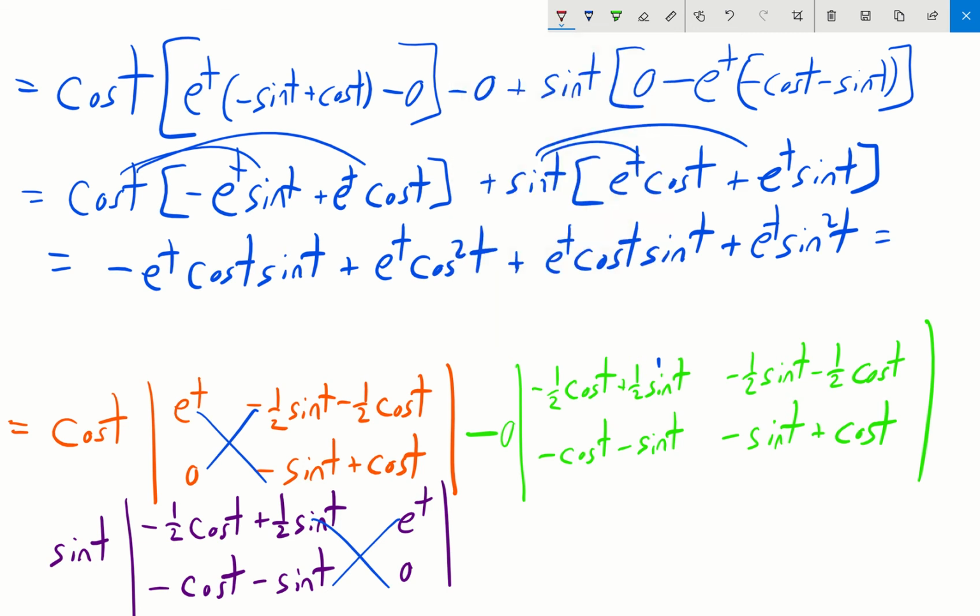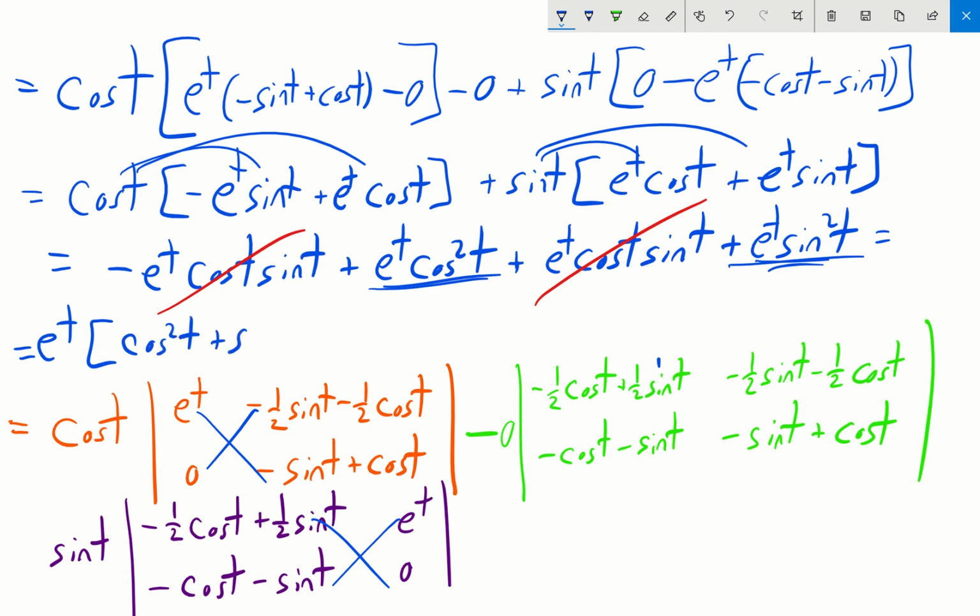And now to simplify this, notice that these two terms cancel. We have a negative e to the t cos t sine t, and we have a positive e to the t cos t sine t. So those two cancel. What's left over is these two terms, and they both have a common factor of e to the t. We pull that out, and we get cosine squared t plus sine squared t, which we all remember from trig. It's the Pythagorean identity for 1. And so we get e to the t.